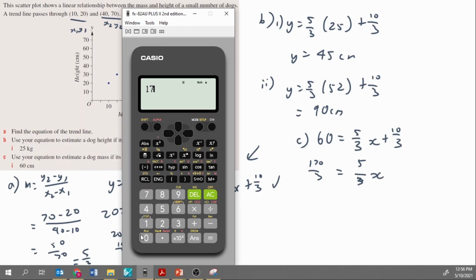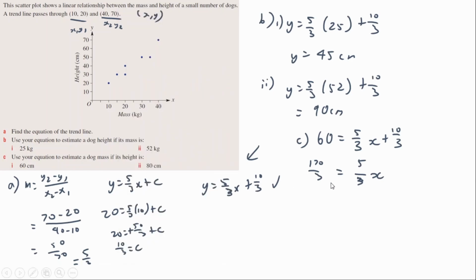So 170 over 3 divided by 5 over 3. And that gives you a value of 34. So x is going to be 34 here. So that means if the dog is 60 centimeters, it is predicted to be 34 kilograms. That's part 1. Now part 2.